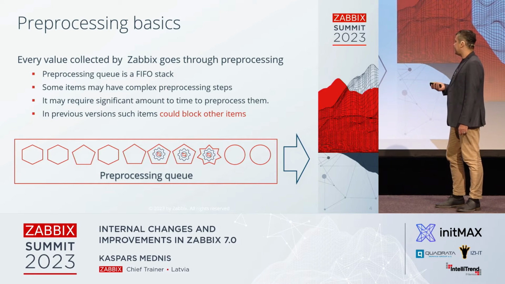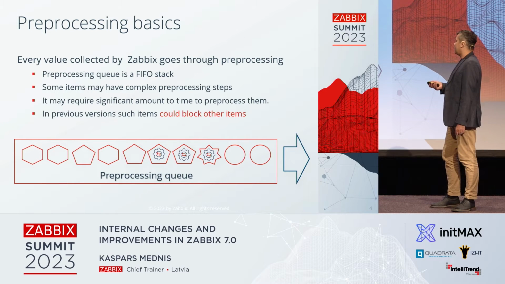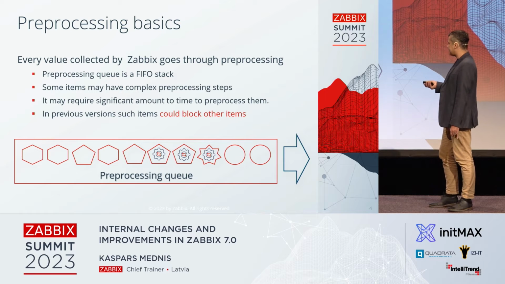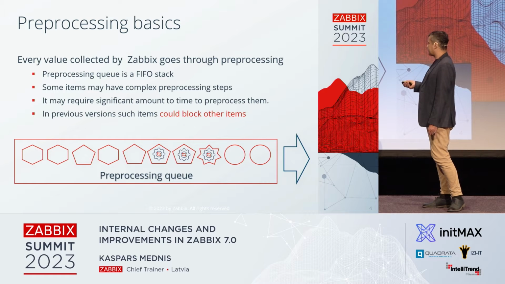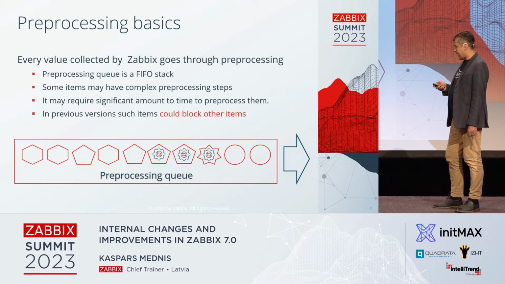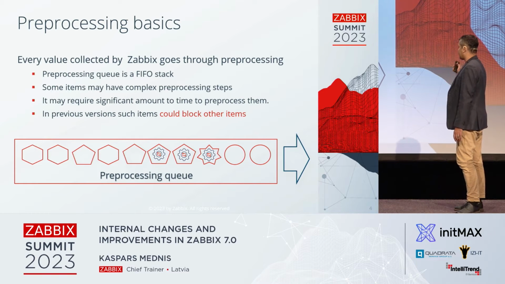So let's say this is a queue, and we are performing simple pre-processing. We are transforming different geometric objects to circles. Yes, we have pentagons, we have hexagons, we have more complex objects, and pre-processing needs to transform everything to round circles. Let's see how it works.